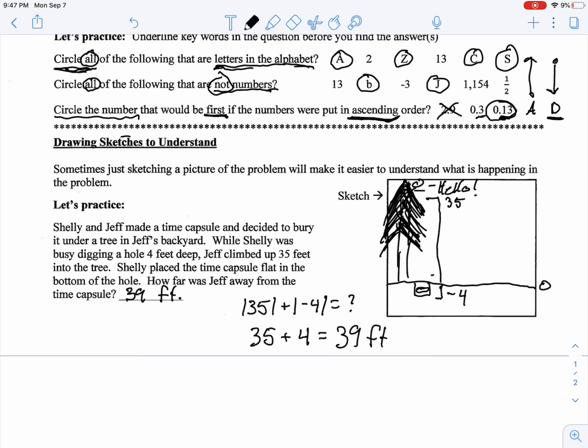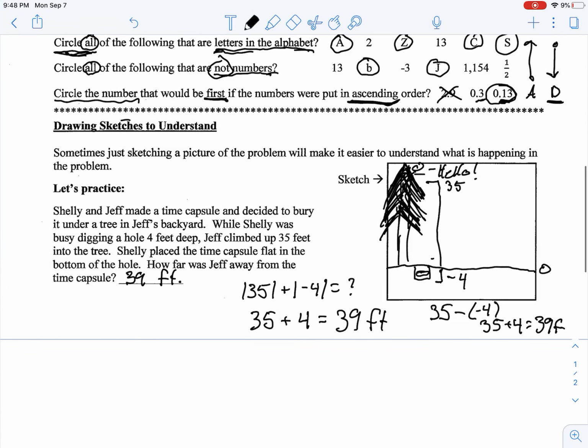Another way we can do this is take the difference of these two things, right? So we can start with either, but remember it's absolute value, so we want to find the distance after taking the difference. So we can start with 35 feet and then subtract that -4, right? So when we subtract negatives, we're really just adding positives, which will give us that 39 feet there once again. So there were a few test-taking strategies.